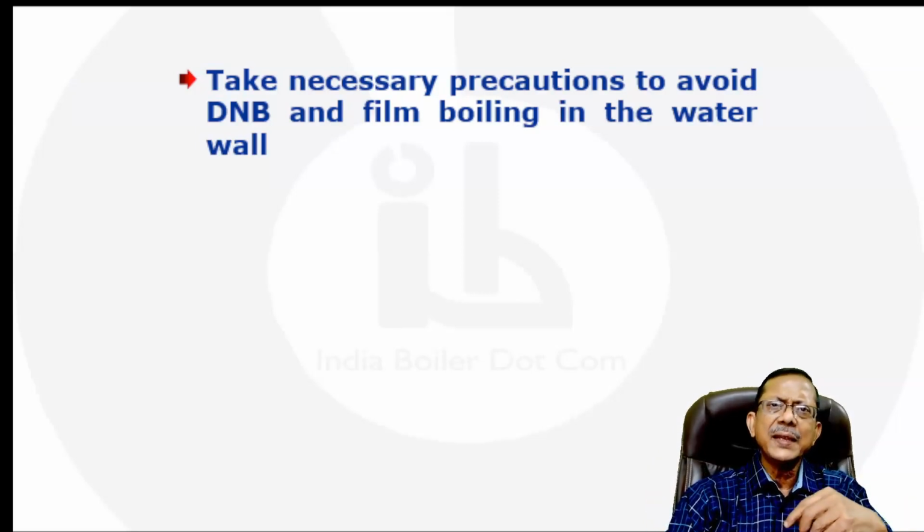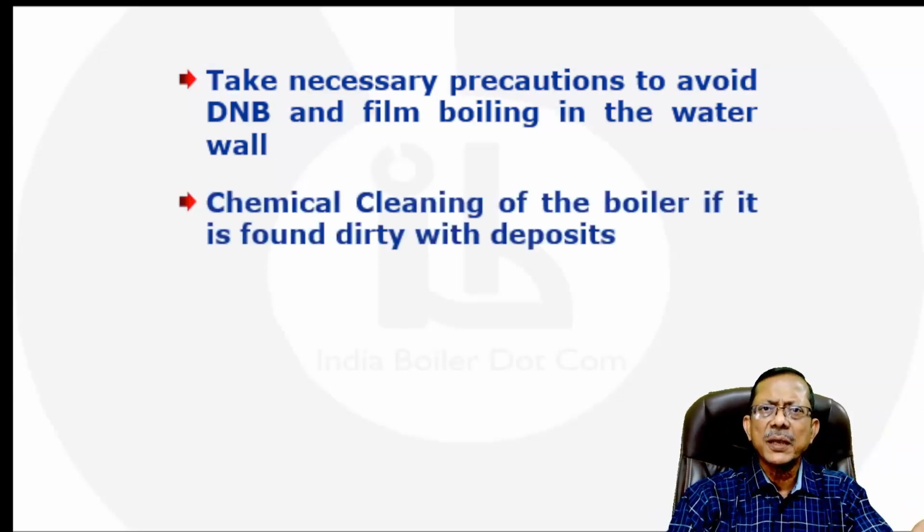So if I find that a number of deposits are forming, the boiler is getting dirty. So the next precautionary measure should be chemical cleaning and getting the boiler clean, if I see that the number of deposits is high, right?